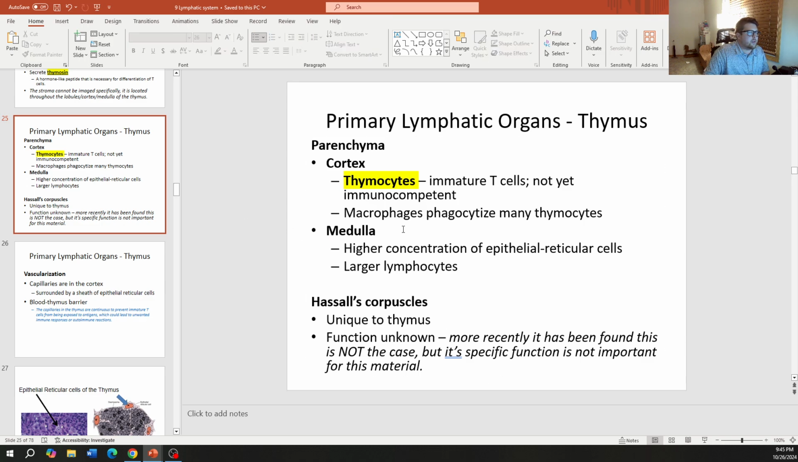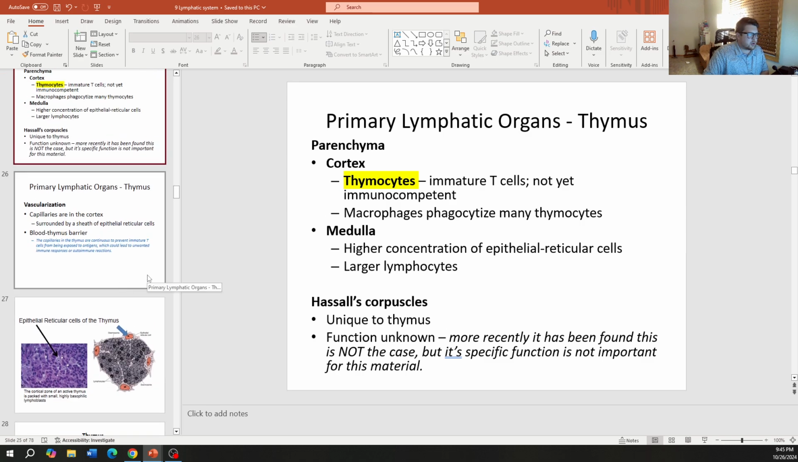Then we also have the medulla. This is where we have a higher concentration of the epithelial reticular cells, as well as some larger lymphocytes. So as they mature, they tend to get a little bit larger. We also have another structure that's called Hassall's corpuscles within the parenchyma of the thymus.